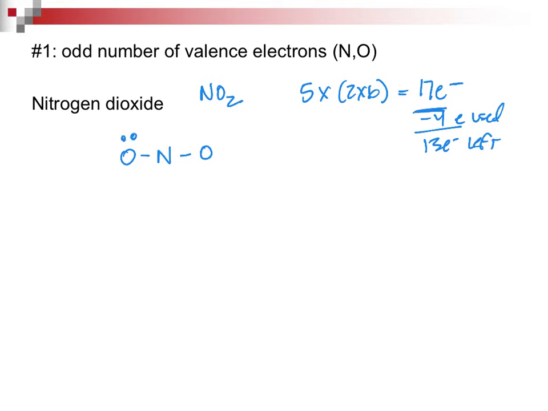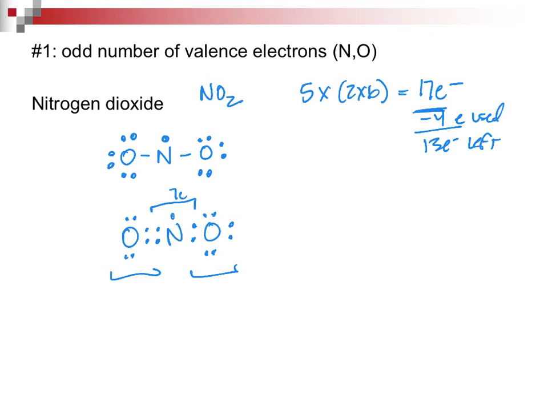I'll do it 1, 2, 3, 4, 5, 6, 7, 8, 9, 10, 11, 12, 13. So my oxygens have an octet, but my nitrogen does not. So let's say I start to move things around. Let's say that I take one of those pairs of electrons from that oxygen, place it in between, and here is what I have as a result. That still does not satisfy the octet rule. Oxygen is fine, but nitrogen ends up with 7 electrons.